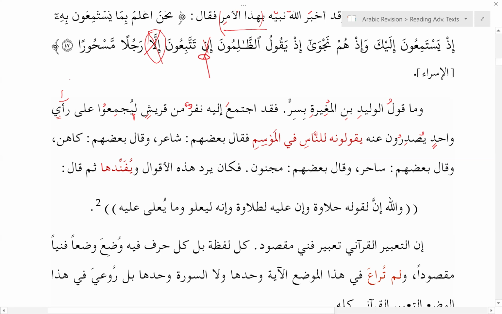فَقَالَ بَعْضُهُمْ, some of them said, شَاعِرٌ, that he's a poet. I don't know how to, because it's a maqul. وَقَالَ بَعْضُهُمْ كَاهِنٌ وَقَالَ بَعْضُهُمْ سَاحِرٌ وَقَالَ بَعْضُهُمْ مَجْنُونٌ. Some of them said he's a poet. Some of them said he's a fortune teller. Some of them said he's a magician. Some of them said insane.